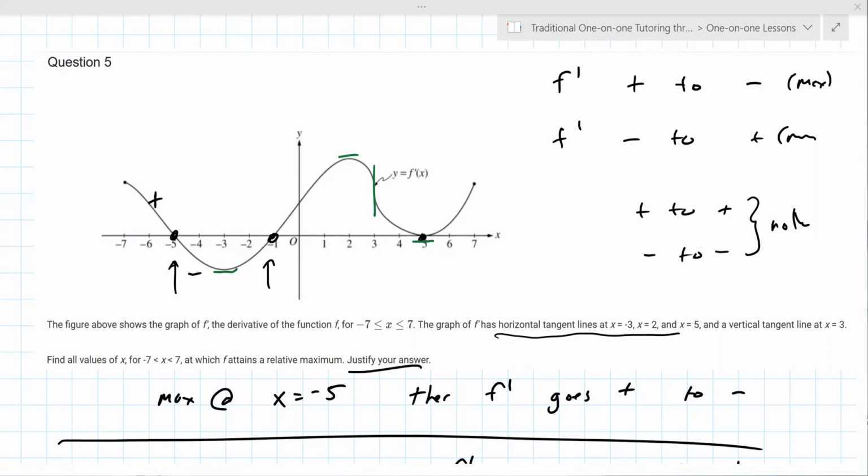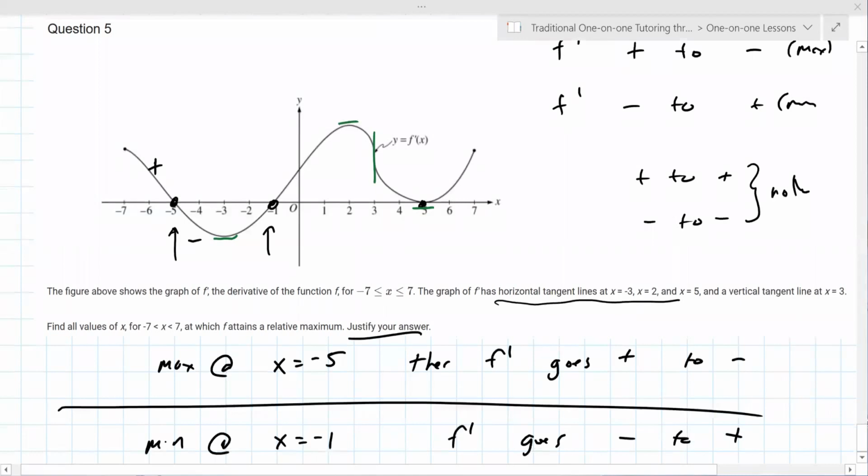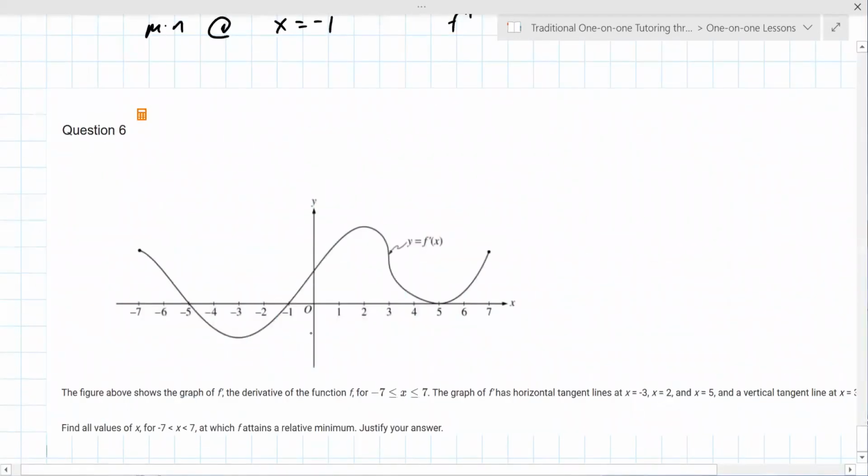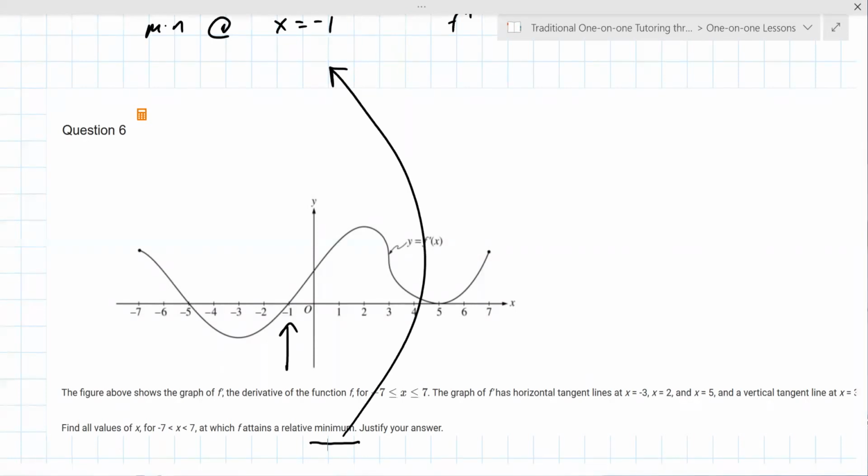So we actually answered question 6. It's the same graph here. Let me snip it in, and I'll just move some stuff down here. So this time it wants the relative min. We just did that. So it's the second part here, and then let's see what it asks for. Okay, so this is good. Question 7. We can answer this really quickly.